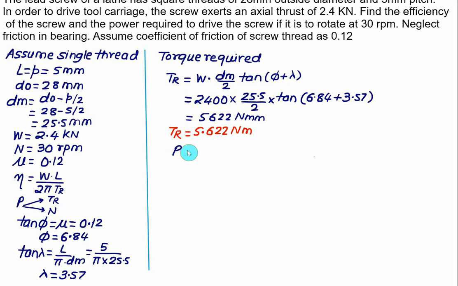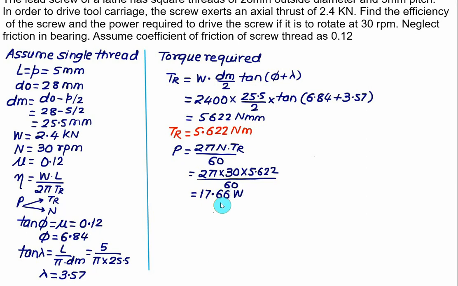Power is equal to 2 pi into rotational speed multiplied by TR divided by 60. That is equal to 2 pi, we have rotational speed N equal to 30, torque you have to use in Newton meter as 5.622, whole thing divided by 60. So you will get a power very close to 17.66 watt. A very small power is required.